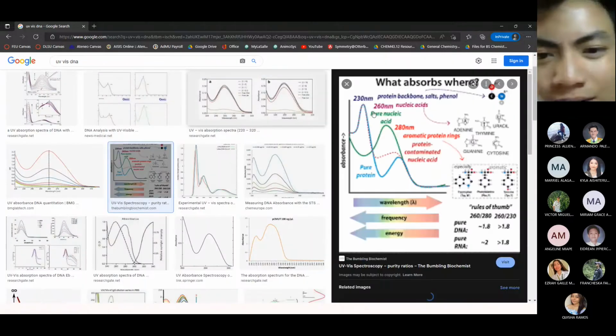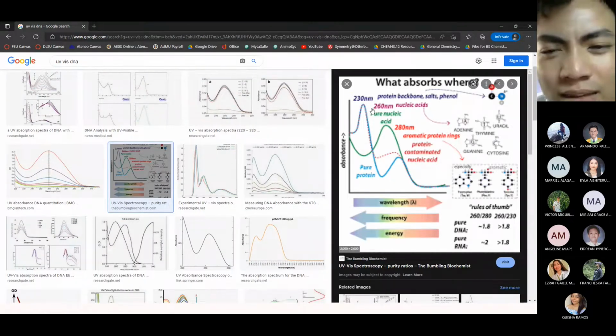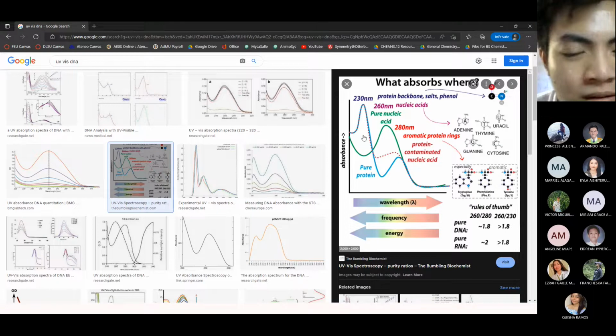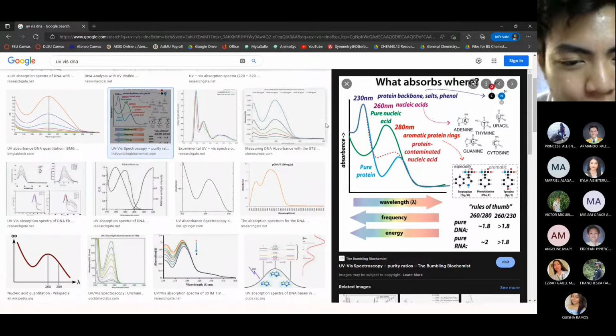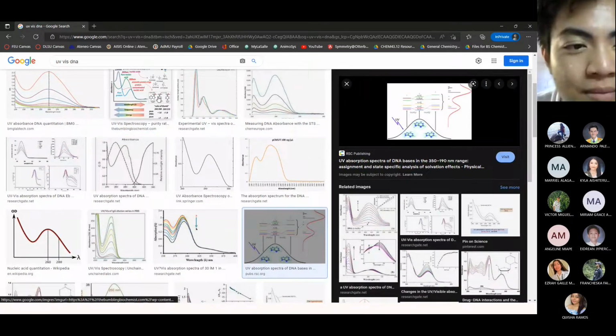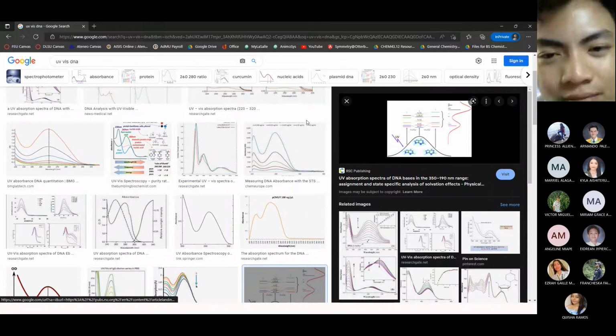So, pwede natin malaman whether that's proteins, depending on the absorbance. Kung siya ay nucleic acid ba, or something else. So, depending on the wavelengths you obtain, na, they absorb. So, yan. Sa biochem, magagamit niya to.